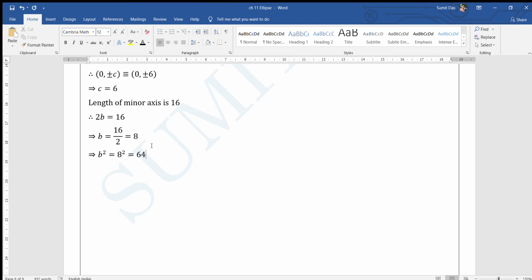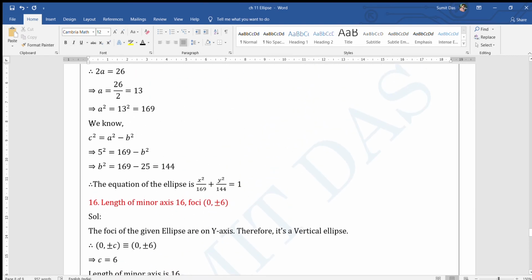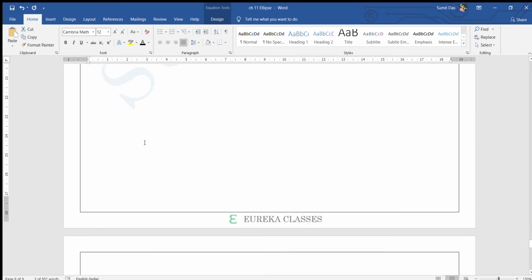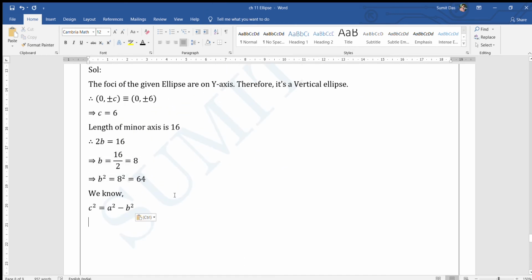So now similarly, from c we have to find c square. I mean, from here you have to find the value of a square. So the c square value we got is 6 square, equal to a square minus b square, which is 64. Therefore a square equals 36 plus 64, which is equal to 100.